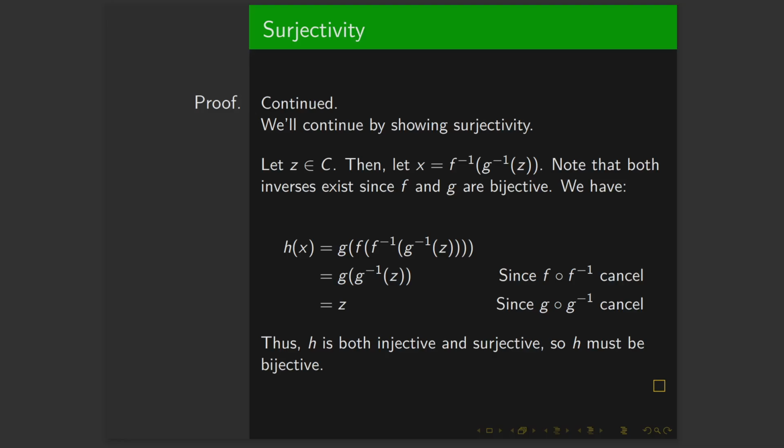But because of how inverse functions work, f and f inverse cancel out, or f compose f inverse cancel out. So we get g compose g inverse of z. But once again, g and g inverse cancel out, so we get z. So h of x is equal to z. So we have that since h is both injective and surjective, h must also be bijective.